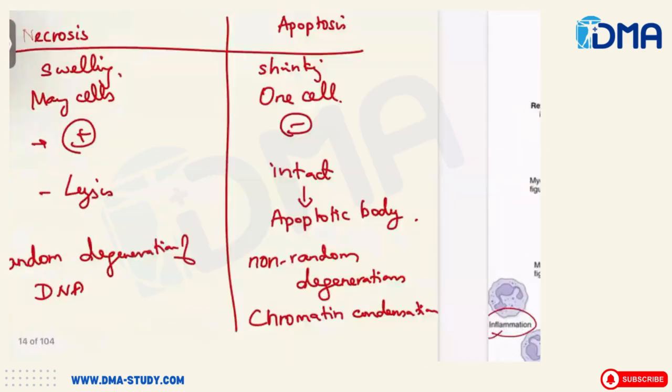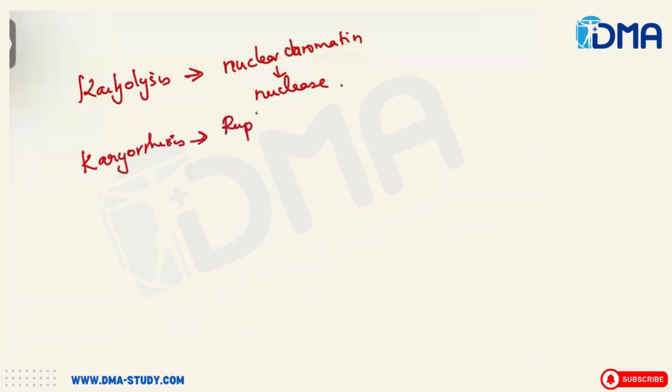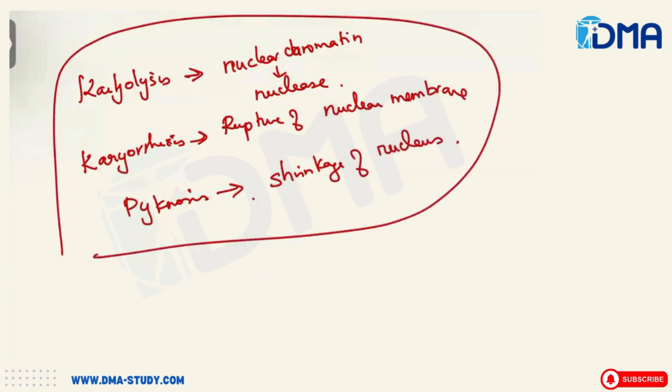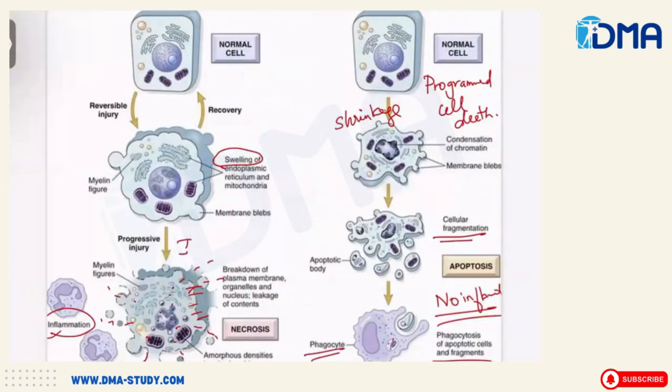Karyolysis means, as the name suggests, the nuclear chromatin is digested by the nuclease enzyme. Whereas what is karyorrhexis? Karyorrhexis is the rupture of the nuclear membrane. What is pycnosis? Pycnosis is the shrinkage of the nucleus. So these are the different chromatin condensations that happen inside the body in case of apoptosis. So this is the difference between apoptosis and necrosis.